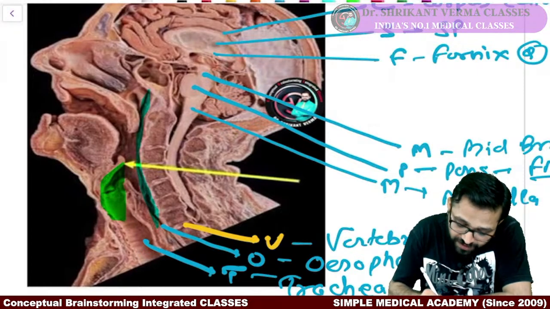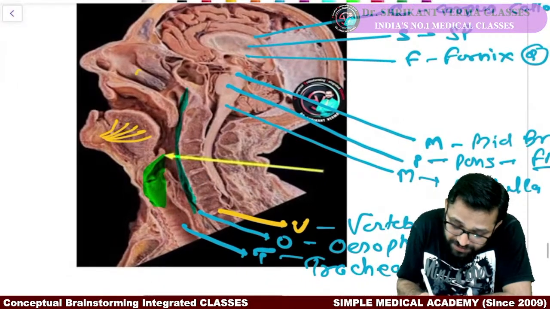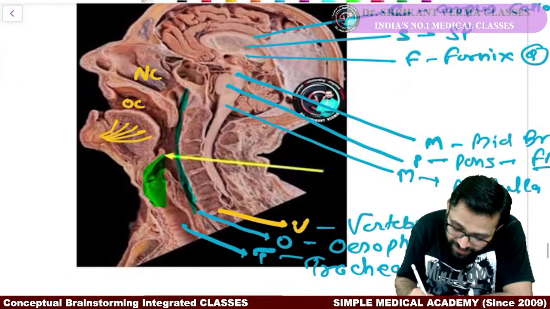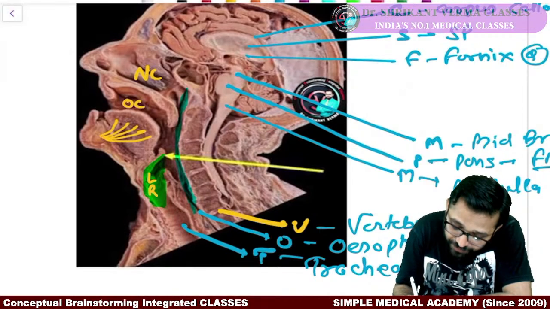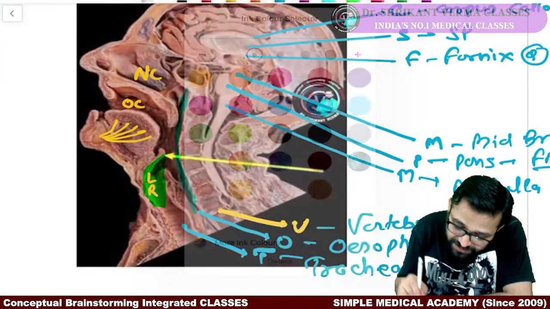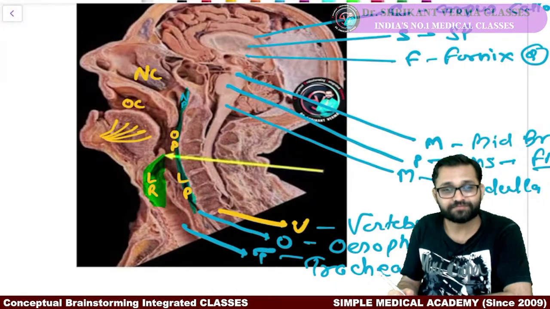And I told you that this is a very important muscle. Never forget, this is your genioglossus. So here is the nasal cavity, the oral cavity, and this is the larynx. The part of the pharynx just behind the nasal cavity is the nasopharynx. Then you can see this is the oropharynx and this will be the laryngopharynx.